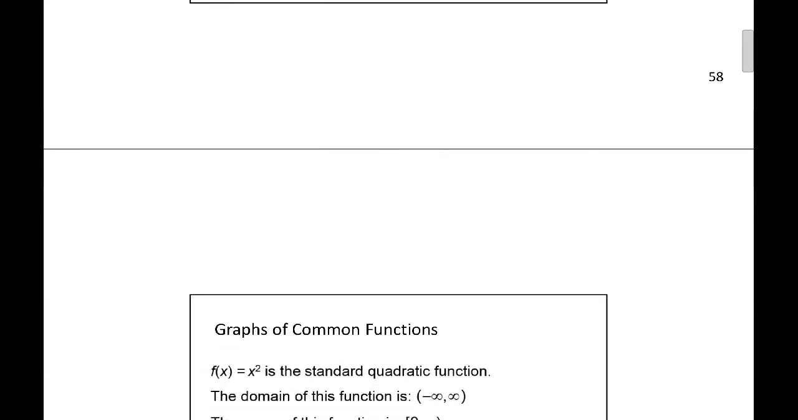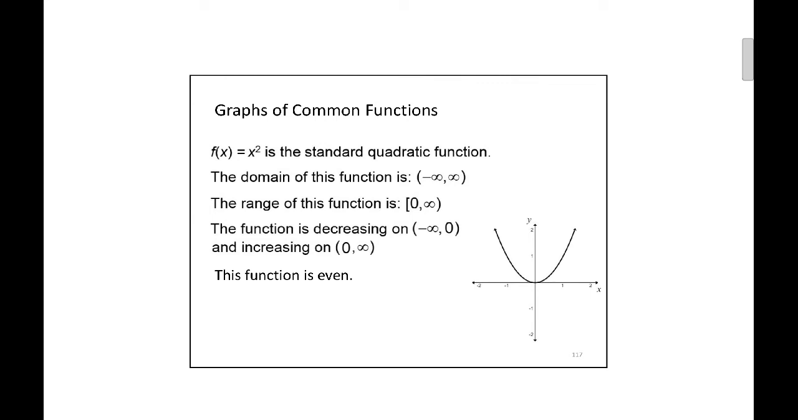The next function we want to look at is f(x) equals x to the power of 2, x squared, the standard quadratic function. Here is the graph of that function. It doesn't have a sharp corner there. It bends at (0, 0).